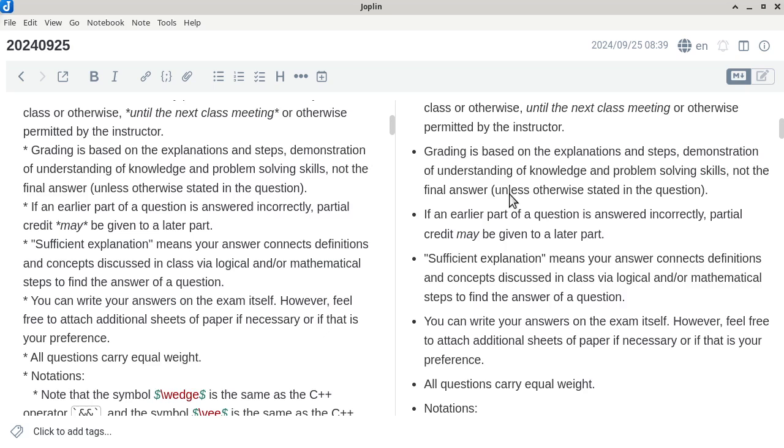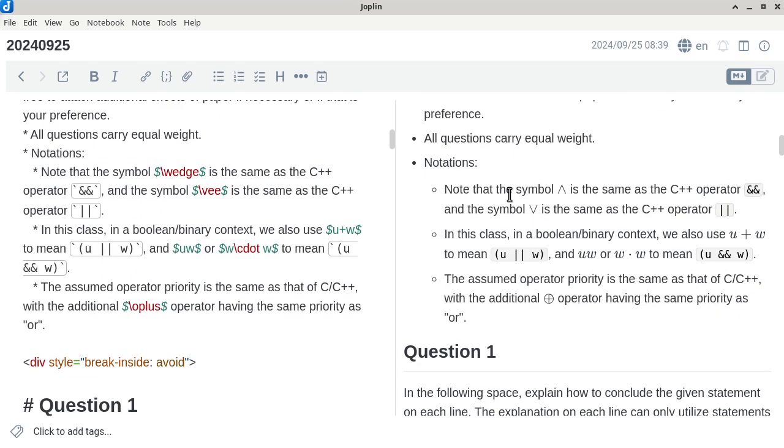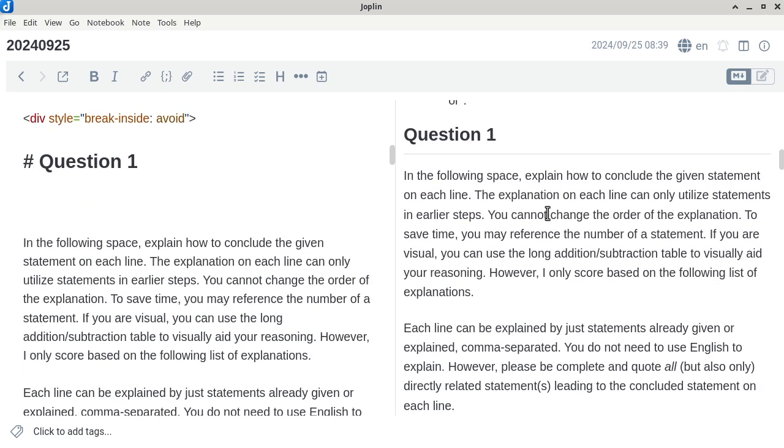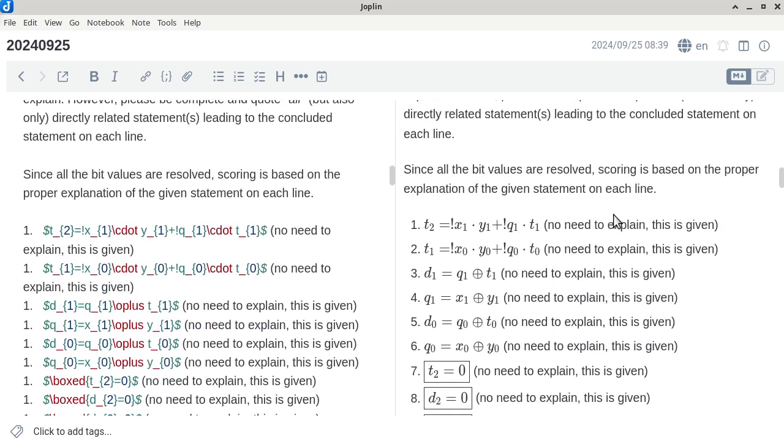All right, so with that all said, I'm going to skip this portion because this is the portion that we have already talked about. So we're going to go straight to question number one. Question number one has a lot of instructions here. I'm assuming that you guys already had a chance to read the exam, at least understand what you're supposed to do with this question. So I'm going to start with the actual answer.